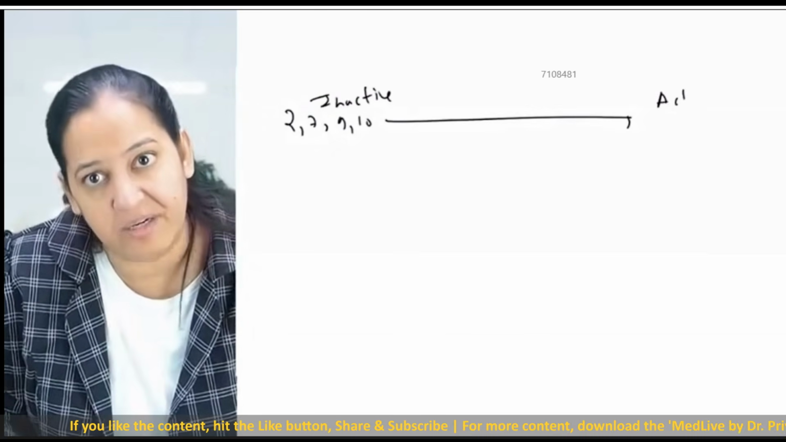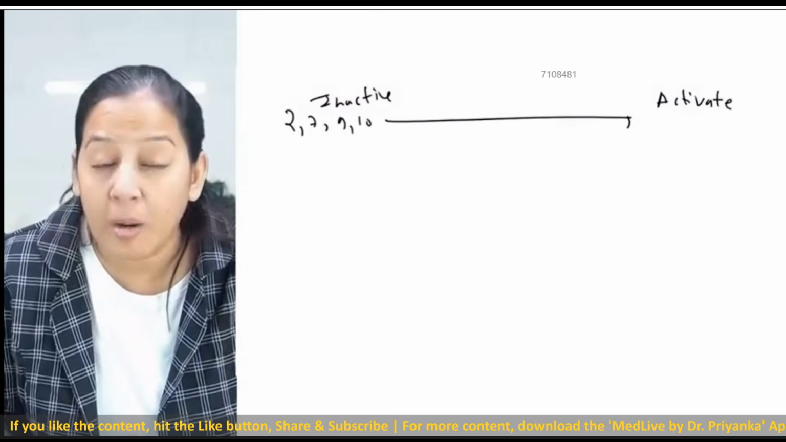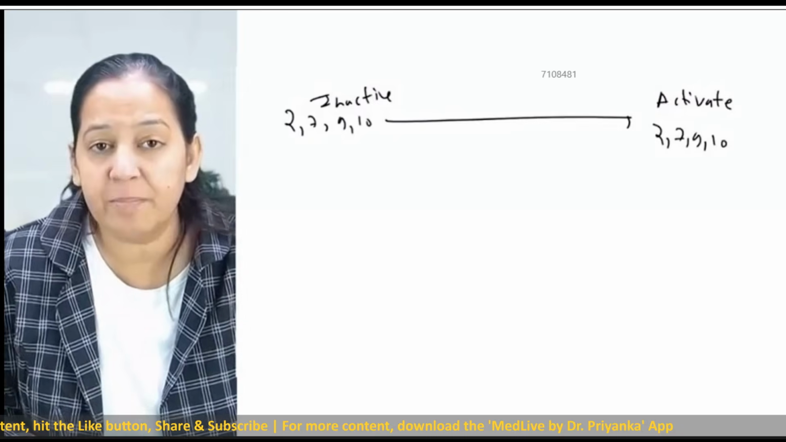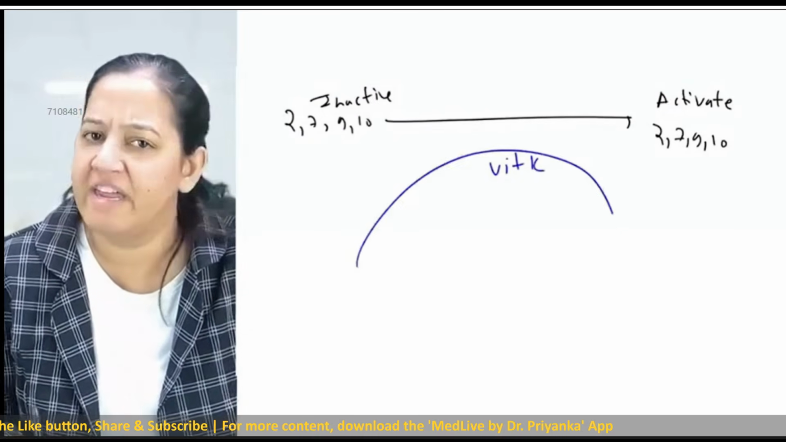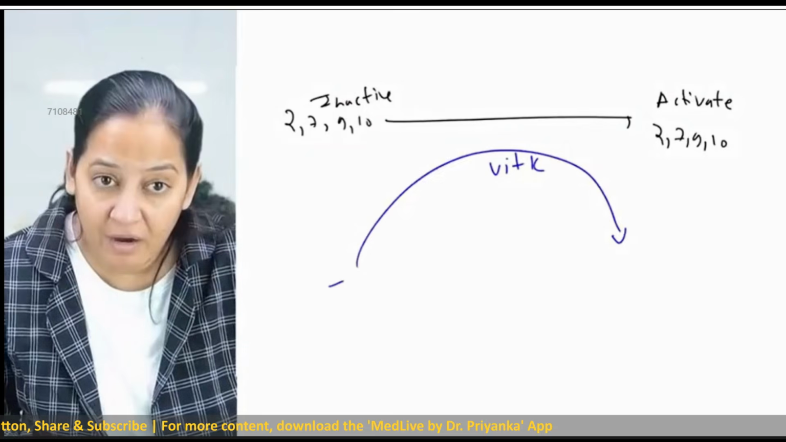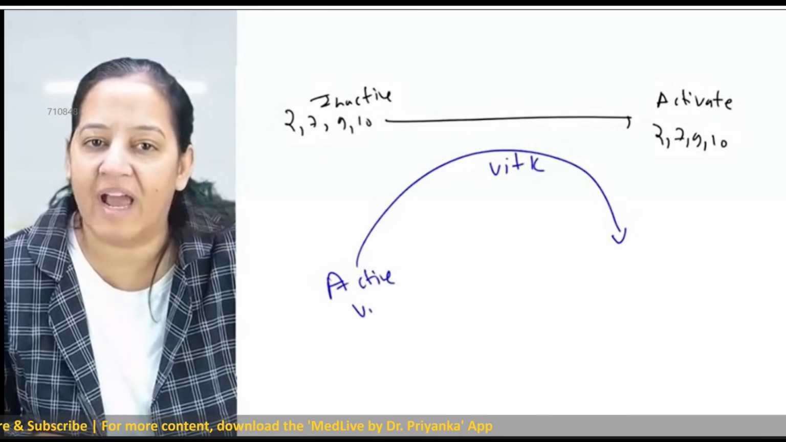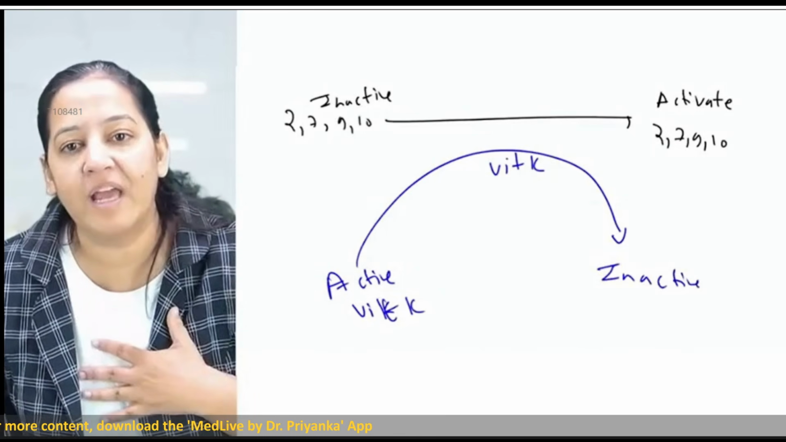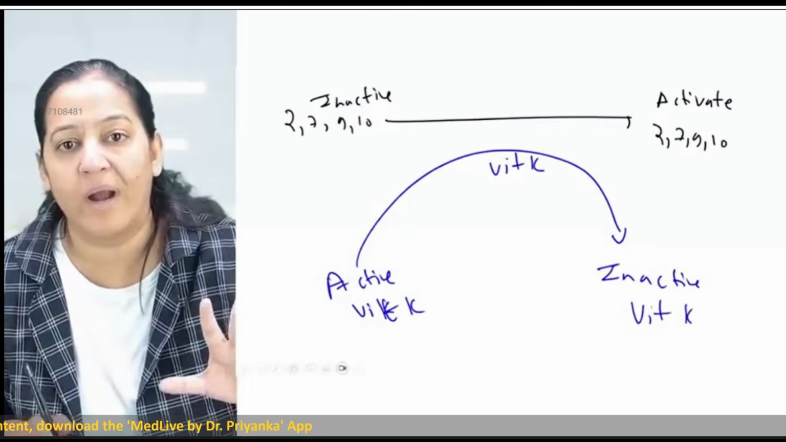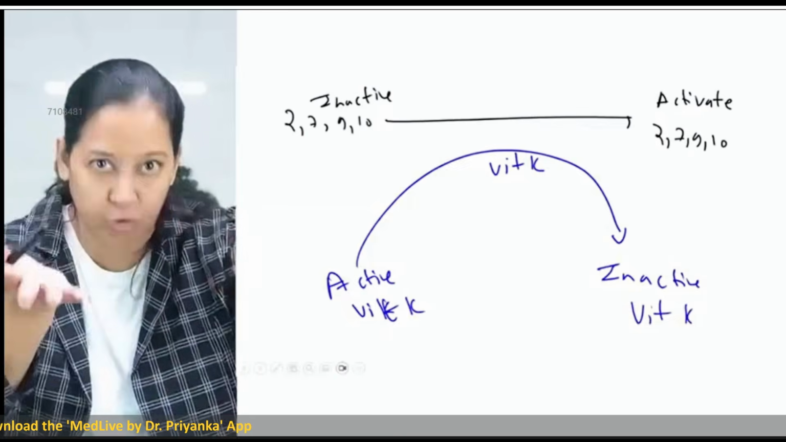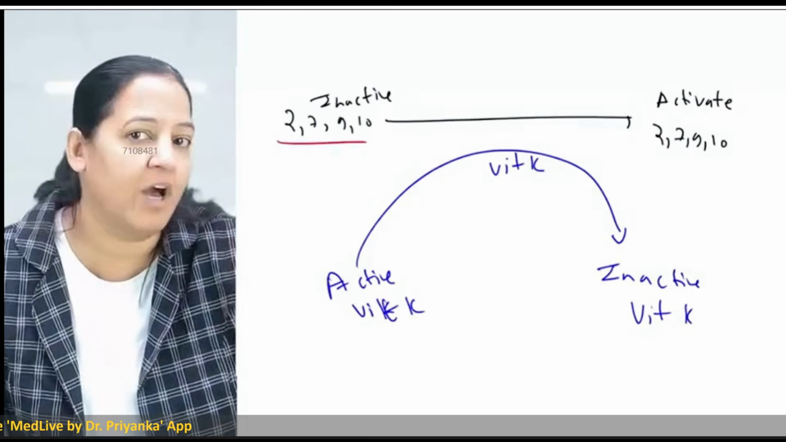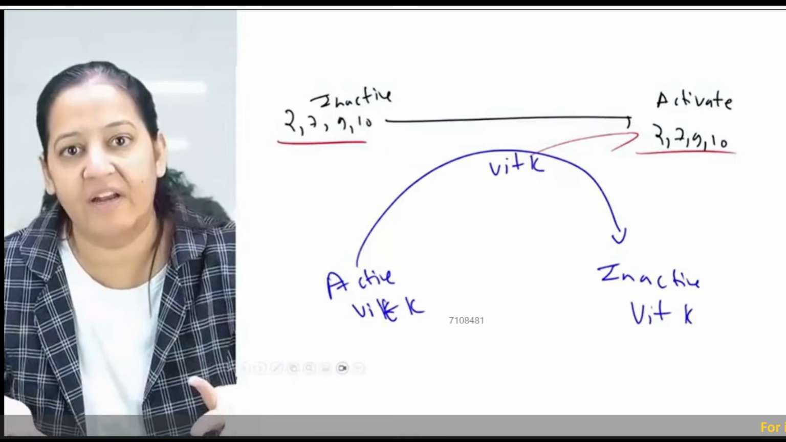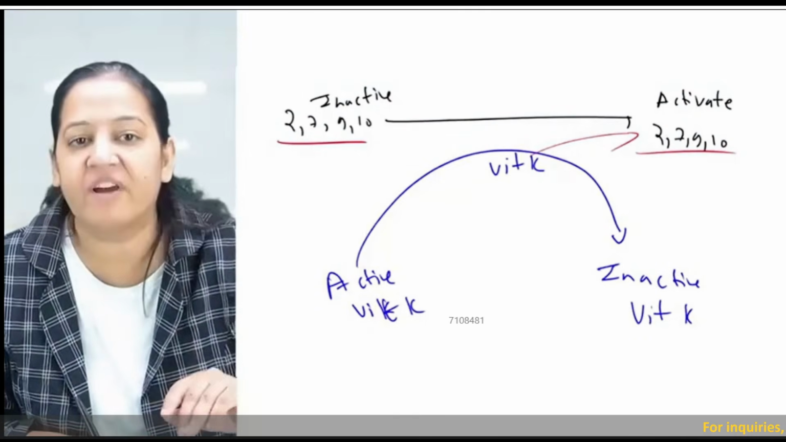For their activation, we need carboxylation of their glutamate residue, and they will get activated if the carboxylation is done. For this purpose, we need vitamin K. But while doing so, the active vitamin K converts into inactive vitamin K, because vitamin K is like a donor. Vitamin K gives its own carboxyl group to them, and they get the carboxyl group and convert from decarboxylated to carboxylated, so that they can activate. But while doing so, the vitamin K itself converts from active to inactive.